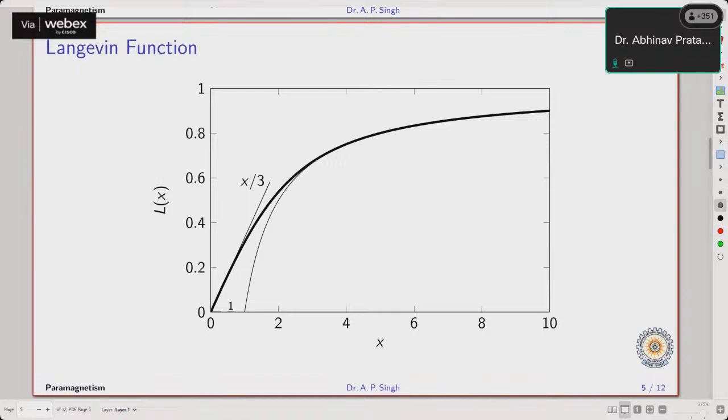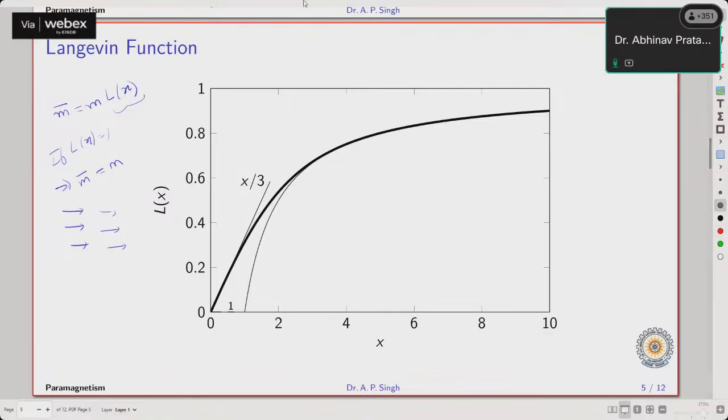So what will 1 represent? If you remember, the average value of the dipole moment was given by m multiplied by L(x). So if L(x) equals 1, then this would imply that the average dipole moment is equal to the actual dipole moment. That means that all the dipoles are now aligned along the magnetic field.